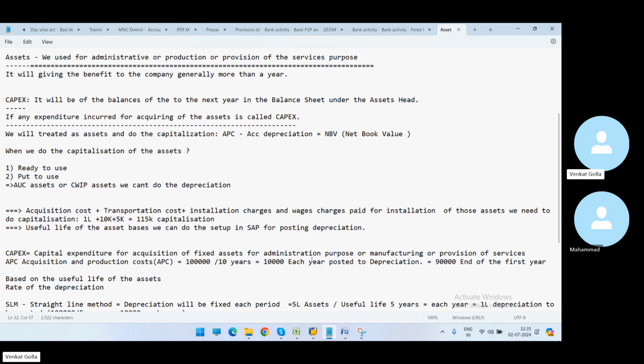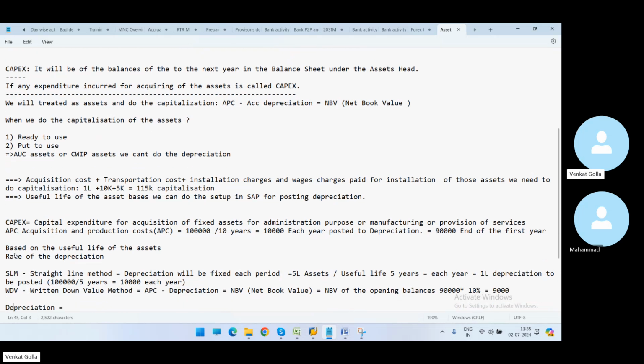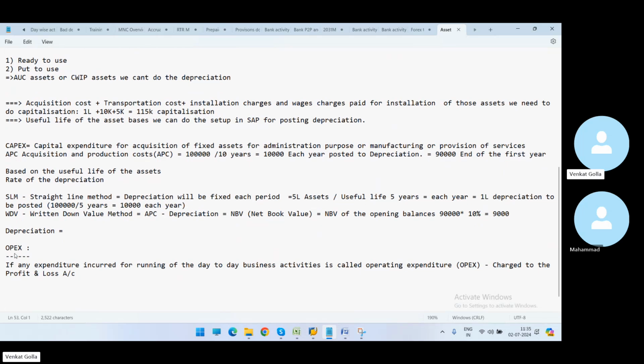CAPEX means capital expenditure. So those are the meanings of CAPEX and OPEX, and I will try to discuss the depreciation point of view tomorrow, because it's already 11:35. Okay, we'll see tomorrow. For depreciation methods, one is the SLM method, straight line method, and another one is the WDV method. How they are calculated, we'll discuss tomorrow. So that was just a little bit of theory from the asset accounting point of view. We'll connect tomorrow on the rest of asset accounting.